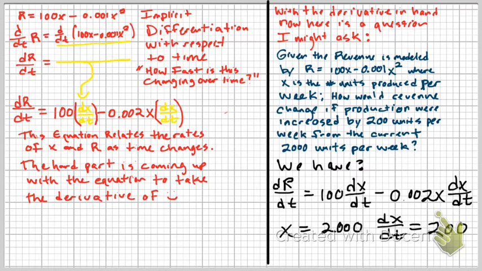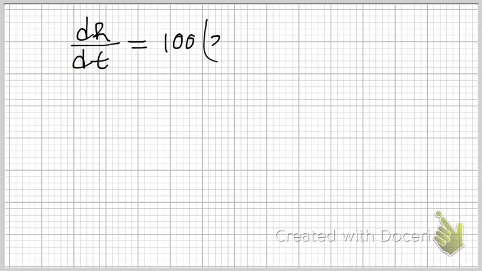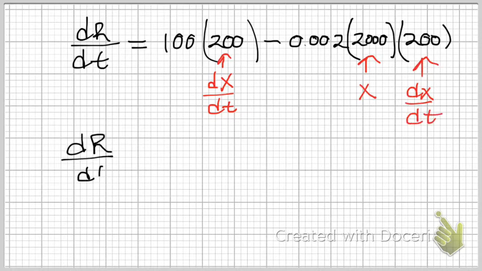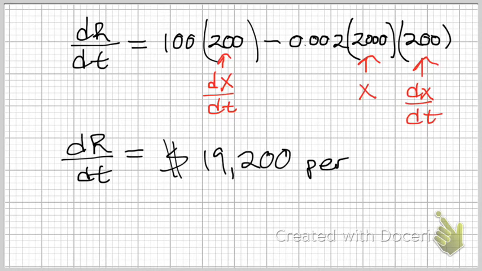And so the next piece here is subbing in those values. So I'll take that same equation. We'll put in the values in parentheses. You see 2,000 and 200 in their respective spots. I'll label them here. But next is you just calculate that. We get $19,200 per week increase in revenue from increasing production 200 units per week.